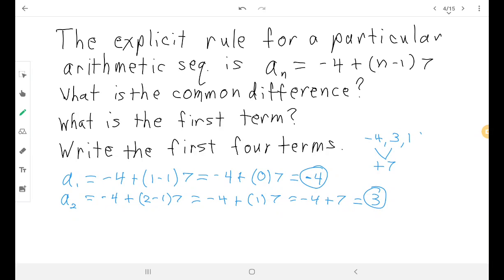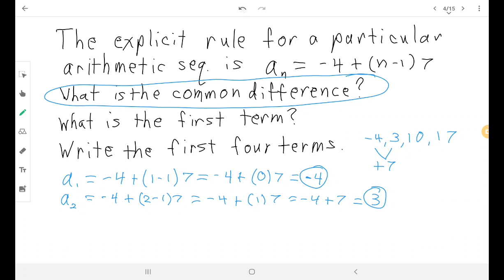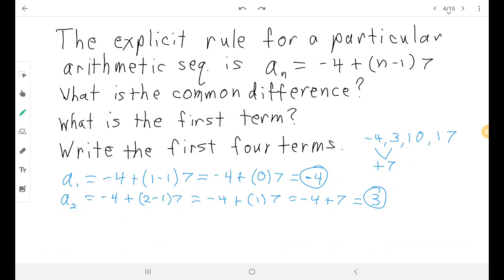3 plus 7 is 10. 10 plus 7 is 17. So now I've answered what's the first term, what are the first 4 terms, and by exploring that, I've been able to answer that one right there. What is the common difference? The common difference is plus 7. I'll give you a chance to look at that for a moment.